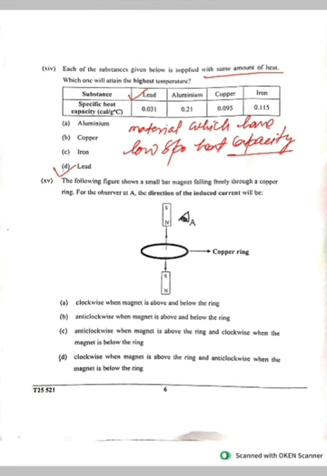Okay, now in question number 15 they have given this diagram. There is one copper ring and one magnet is coming towards this copper ring, and there is one observer who is seeing this phenomenon. The question says: the following figure shows a small bar magnet falling freely through a copper ring. For the observer A, the direction of the induced current will be. As we know, suppose there is relative motion of the magnet, then there is induction of current, which is called what? Induced current, in the copper coil.